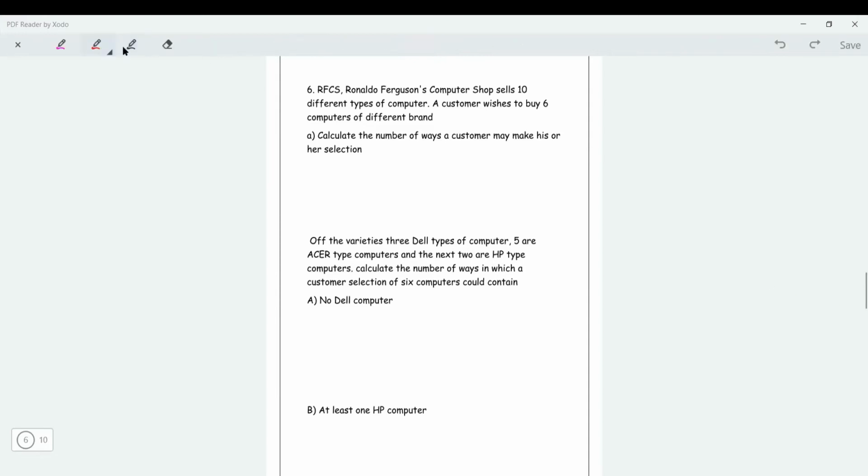So making your selection, right? Once you see selection, it's combination. Now, how many does the customer want to buy? 6. How many different types of computer are being sold? 10. And so it's going to be 10 choose 6, because the customer wants to buy 6 computers out of these 10 different types. So that is what it's going to be.